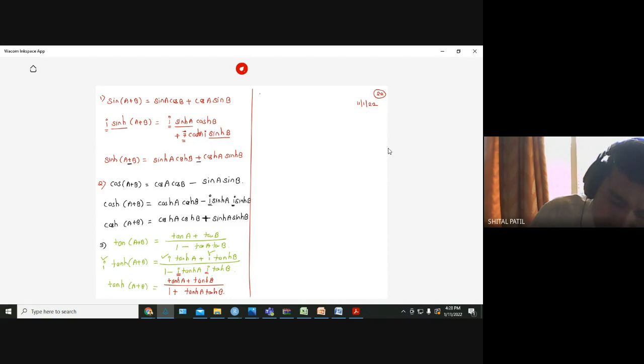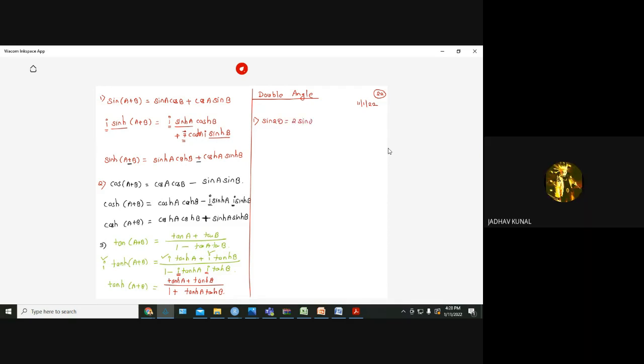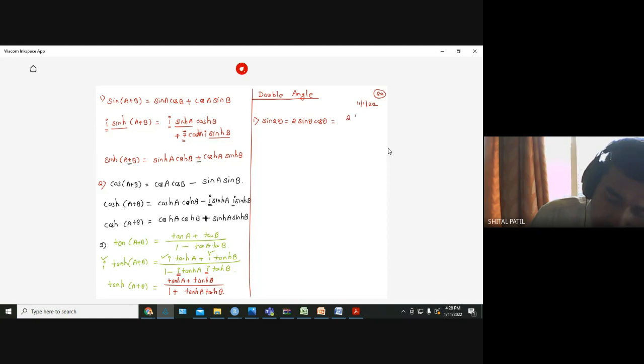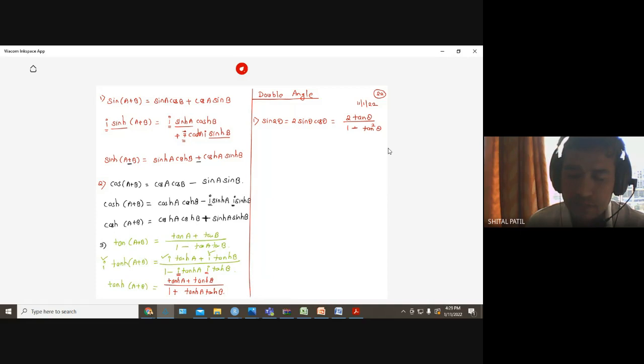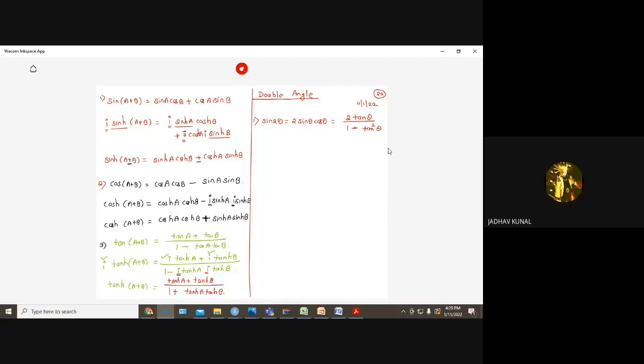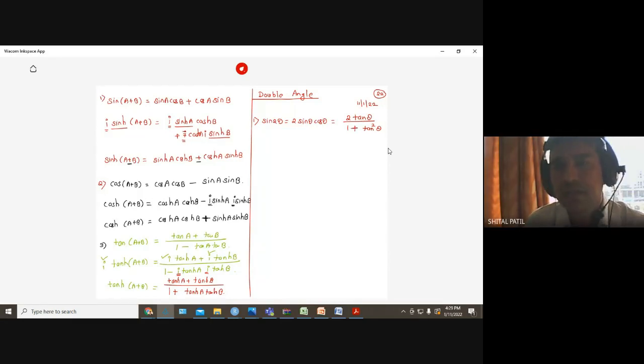Now double angle formulas. Now I'll try to write them directly. Sine 2 theta. What is sine 2 theta? 2 sine theta cos theta, and tan 2 theta is 2 tan theta divided by 1 minus tan square theta. Sine square theta plus cos square theta is 1. That formula is used now.